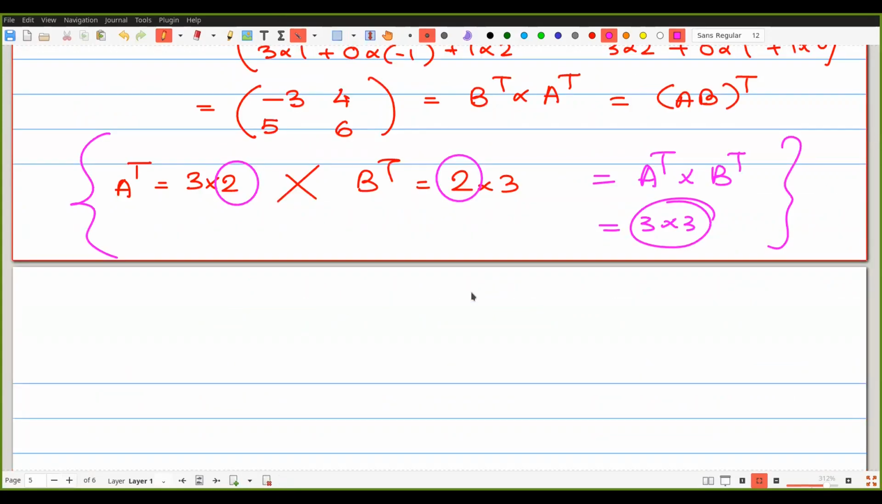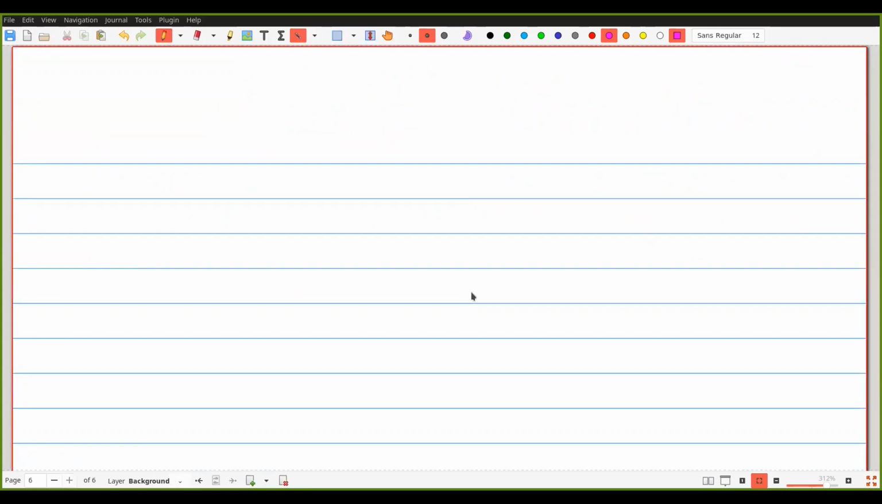So up to that, the operations on the matrices, then the transpose of the matrices and the properties of the matrices. Next one is very important. Another thing, that is also according to the transpose of the matrix. Those terms are called the symmetric matrix and skew symmetric matrix.